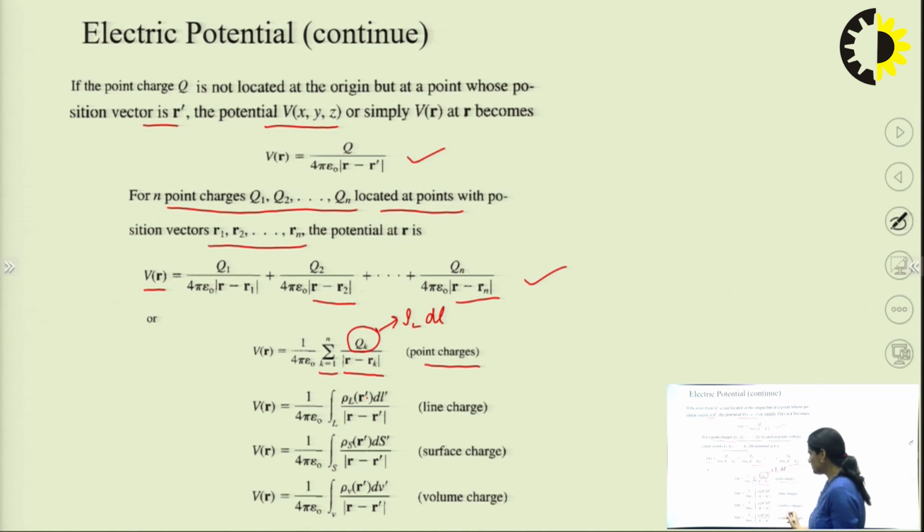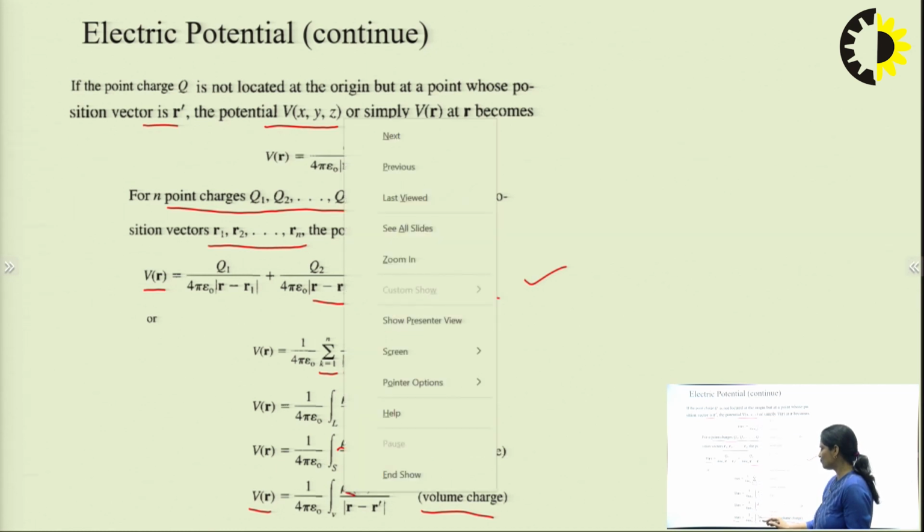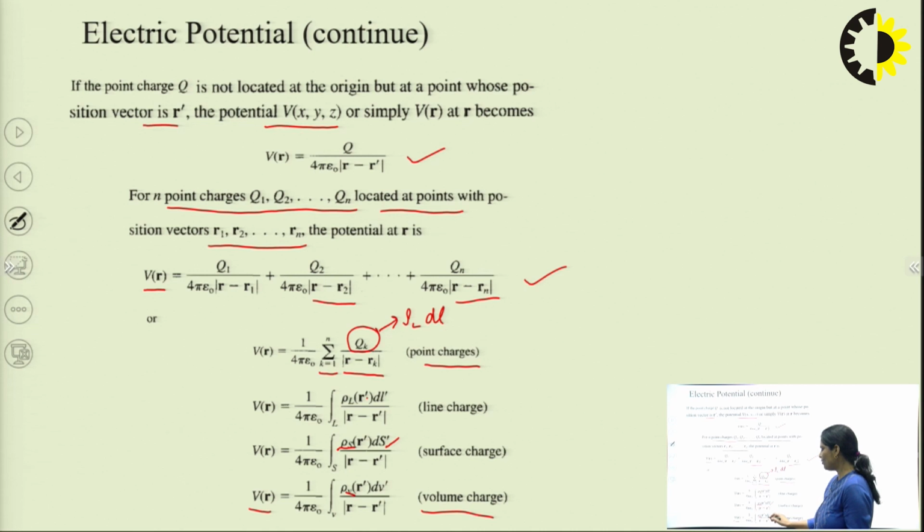Now V(r) for a surface charge is 1 upon 4 pi epsilon naught integration of rho S, the surface charge density, at r dash, ds dash, upon magnitude r minus r dash. For a volume charge, the potential is 1 upon 4 pi epsilon naught integration of rho v, the volume charge density, dv dash, upon magnitude r minus r dash. So these are the potentials for point charges, line charge, surface charge and volume charge.